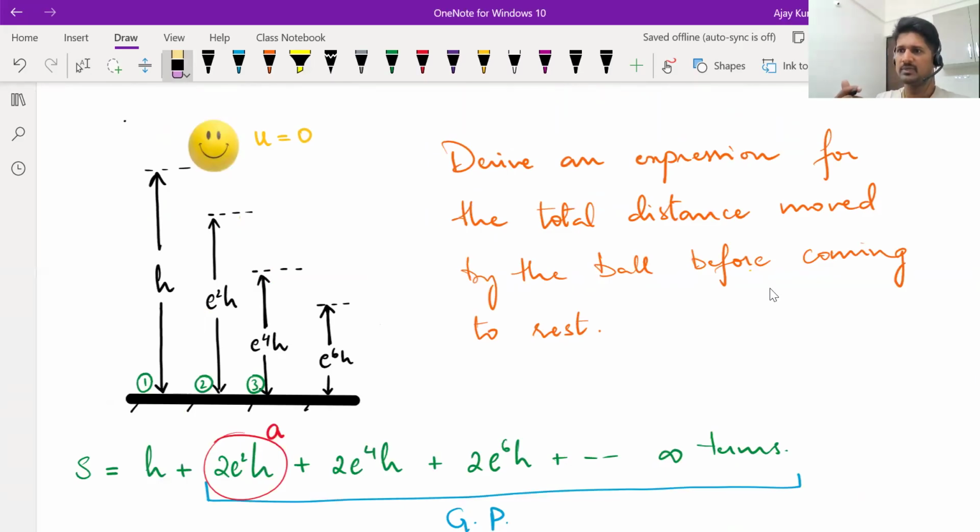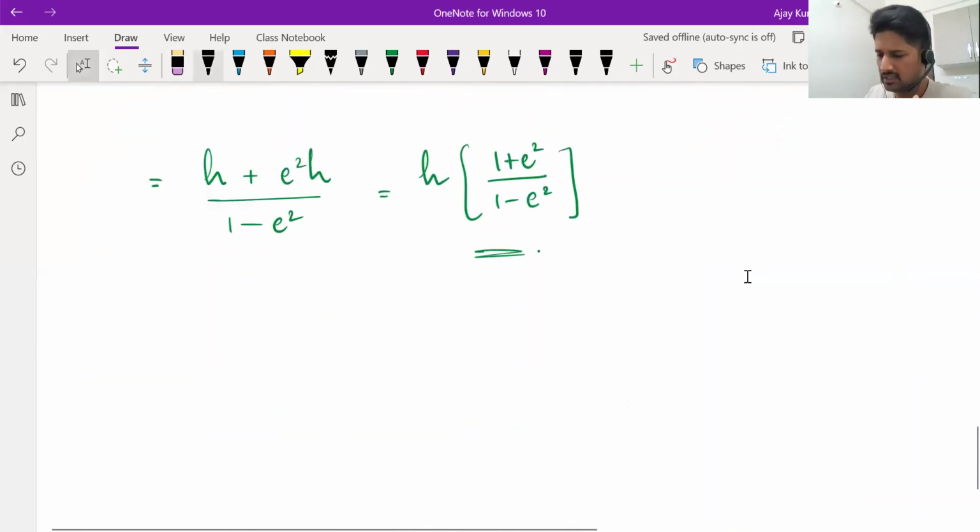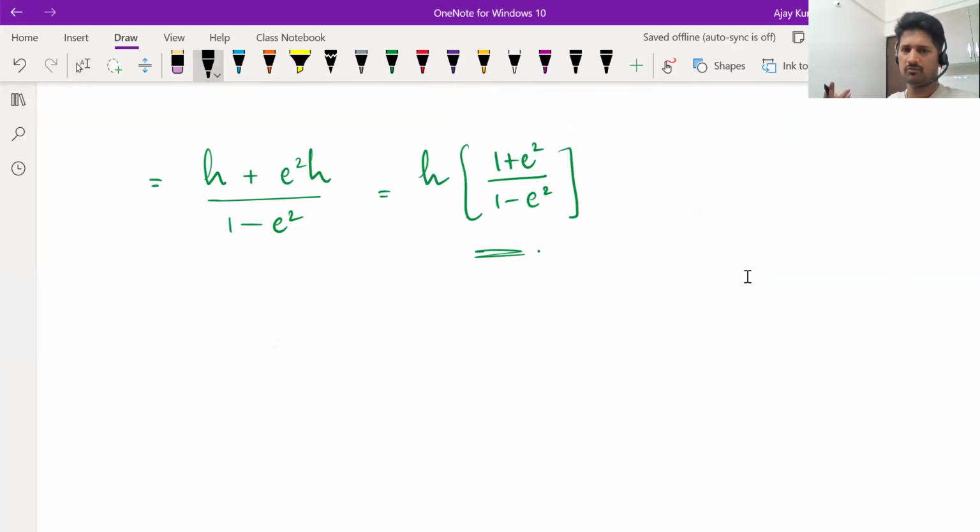Second time it will fall from e square h, so it will rise to e power 4 h. Third time it will fall from e power 4 h, it rises to e power 6 h, and so on. You get that GP. Add that, and you'll get the total distance traveled before finally stopping on the ground. That stopping happens after an infinite number of bounces, but still you can find out the total distance because there is a way to find out sum to infinite terms.